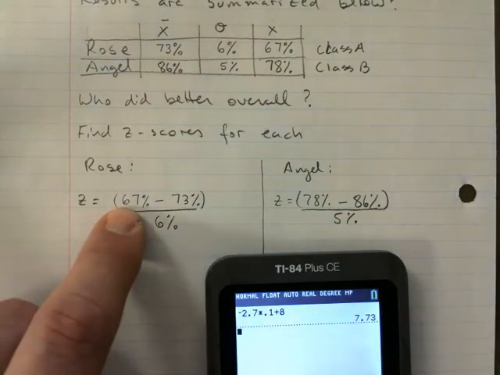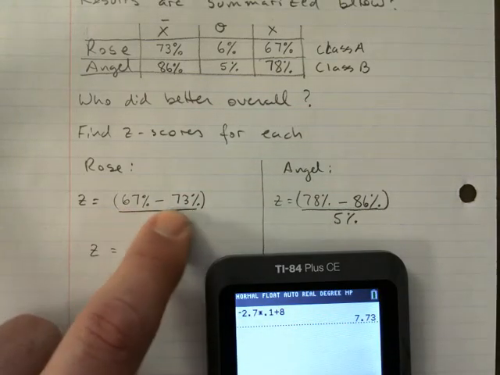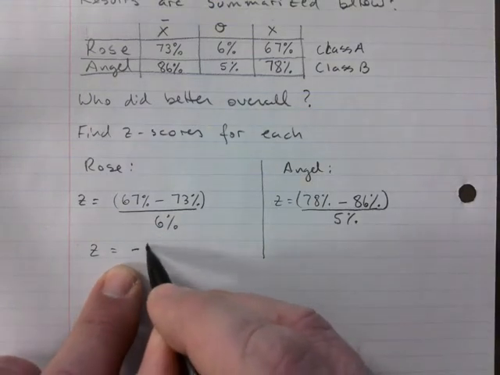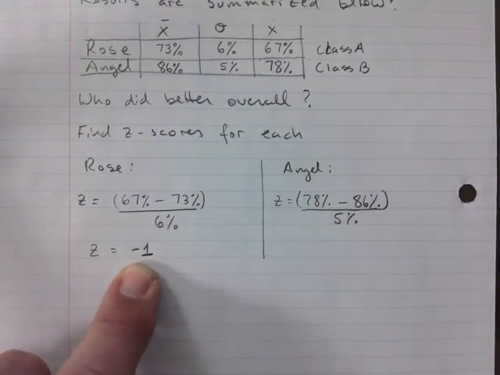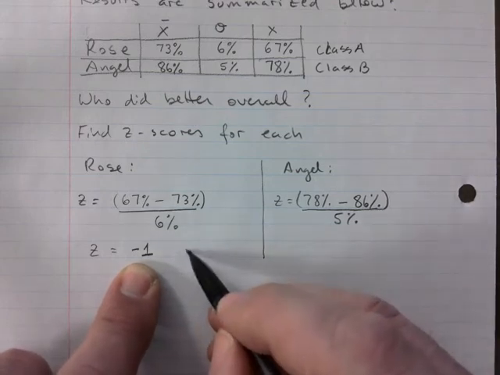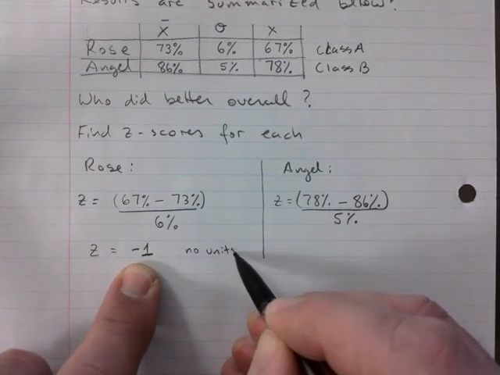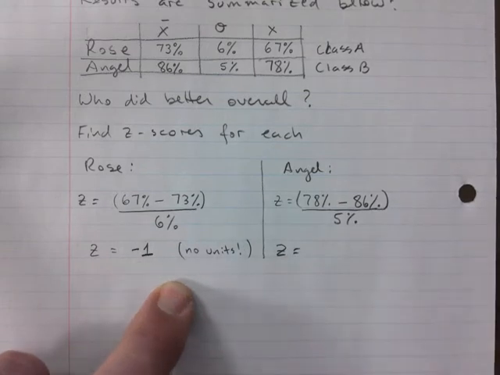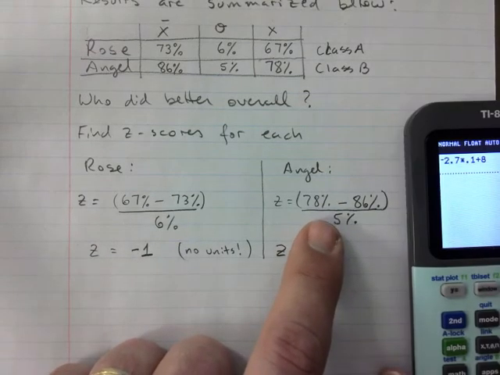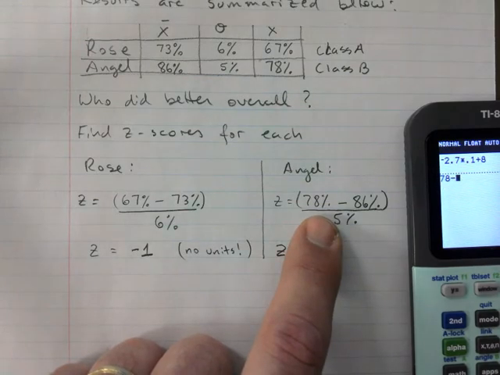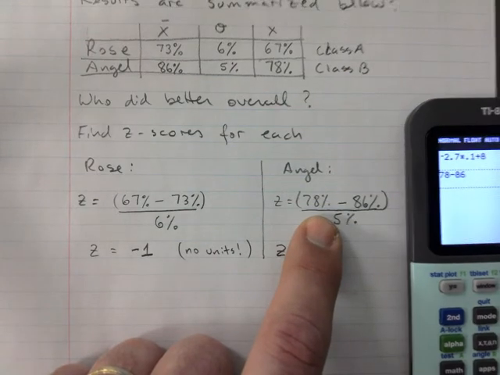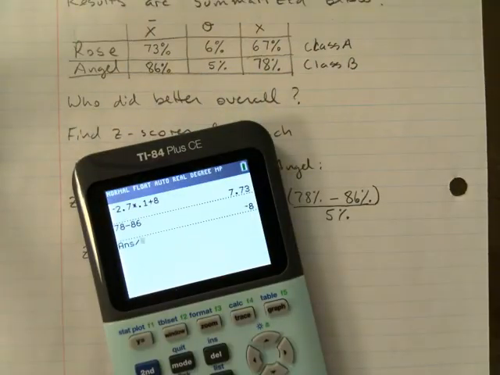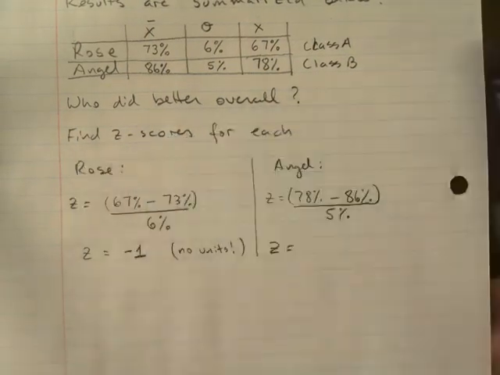We can probably do this ourselves, right? This is minus 6 divided by 6, which would just be minus 1. The z-score never has units, okay? No units. The z-score for Angel, we have 78 minus 86, right? That's negative 8. And then negative 8 divided by 5 is negative 1.6.